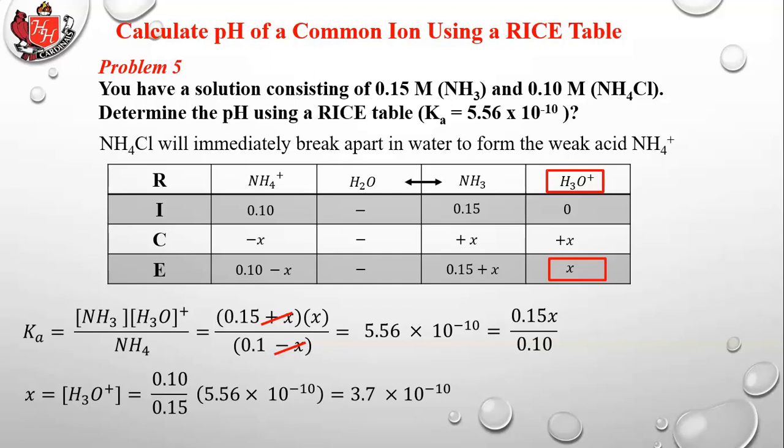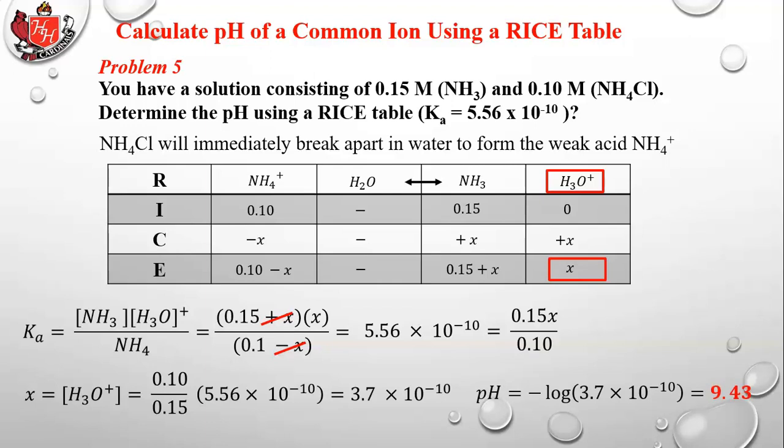I just multiplied both sides by 0.1 divided by 0.5 times 5.56 times 10 to the negative 10th, and then you get 3.7 times 10 to the negative 10th. So that's your hydronium ion concentration. It really should be molar. I should have an M after that. So now we're going to go ahead and take the negative log of that number, and you get 9.43.